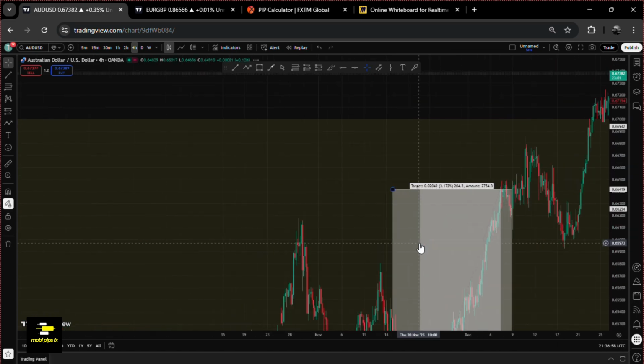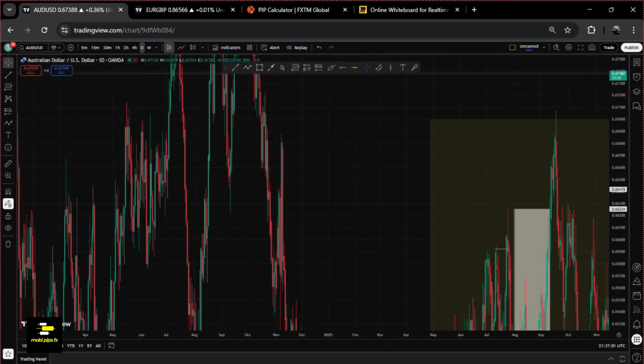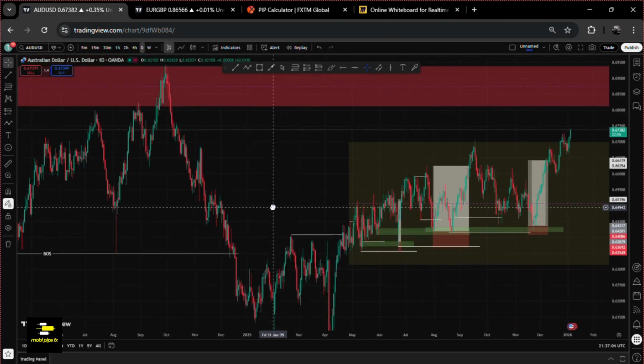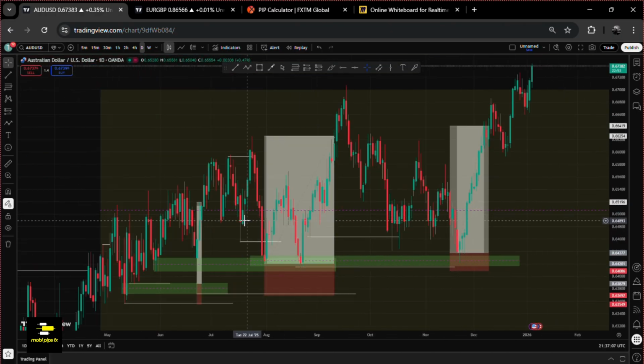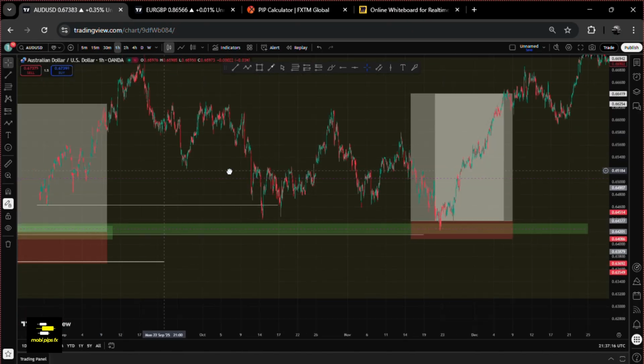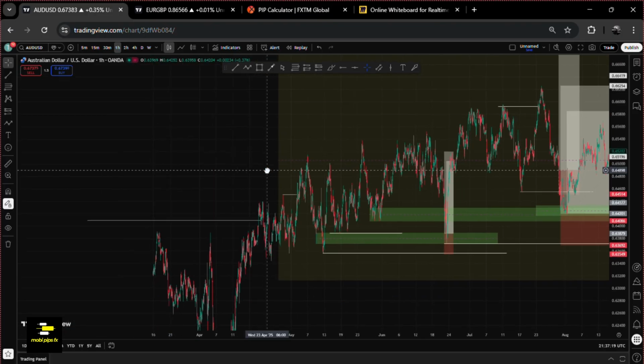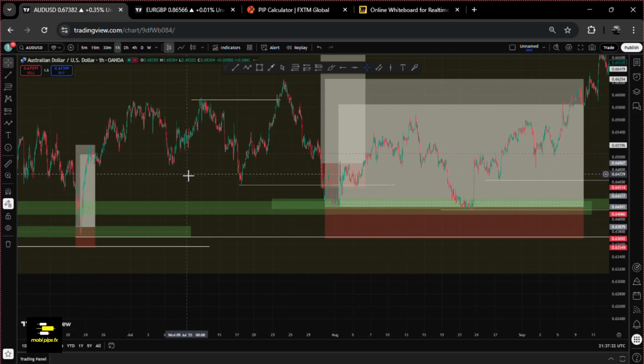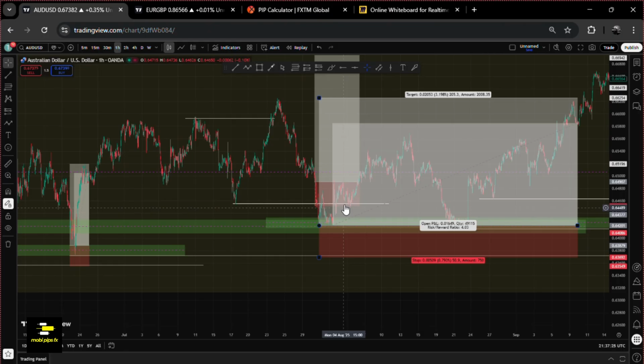AUD, let's see from the daily time frame. So you can see these two trades right here, right? Let's look at these visible ones. All right, let me take this one.